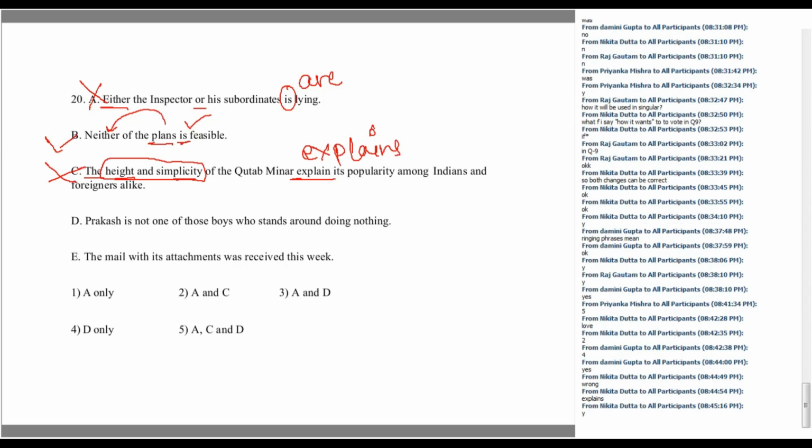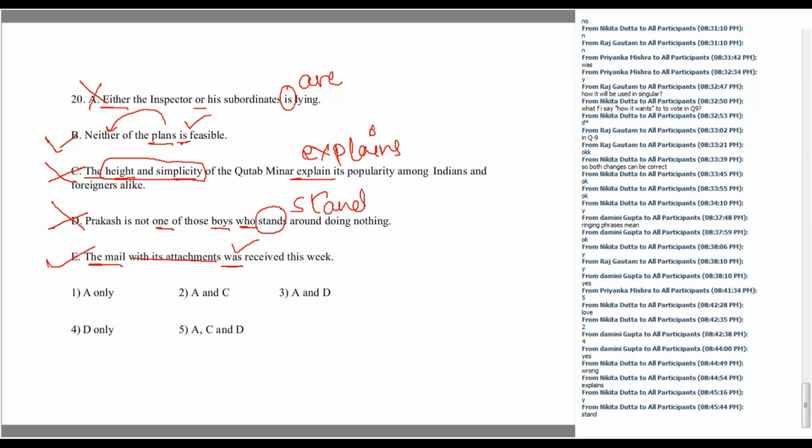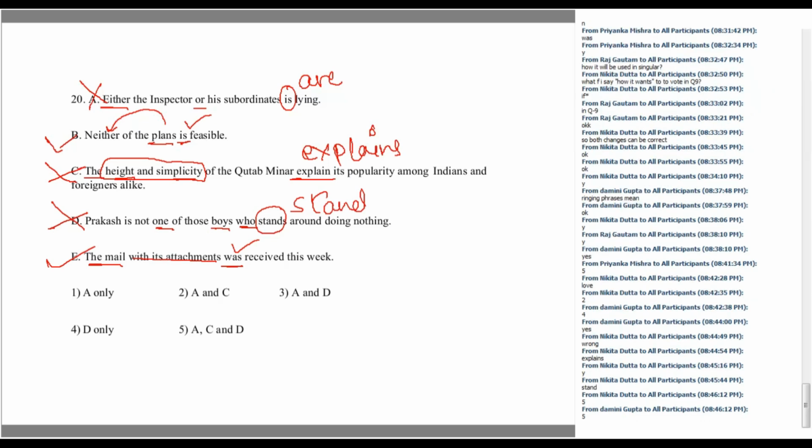Number D. Prakash is not one of those boys who stand. It has to be plural. Wrong. The mail with its attachments. We're talking about the mail. The mail was correct. With its attachments is extra information about the mail. The mail was received this week. Correct. So which all are incorrect? A, C and D. A, C and D means number 5. Yes. Number 5 should be the answer.